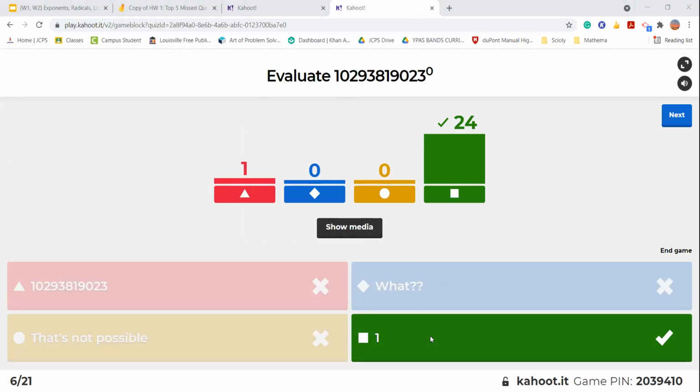Okay, I'm glad that almost everybody got it right. So yeah, anything raised to the power of 0 is 1.